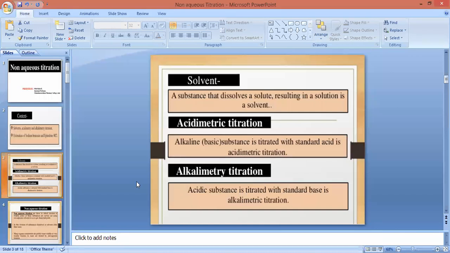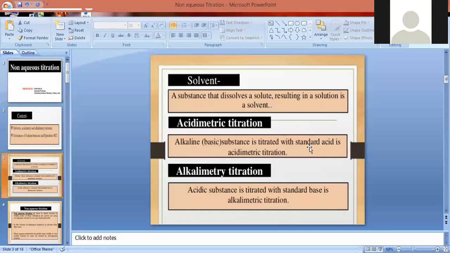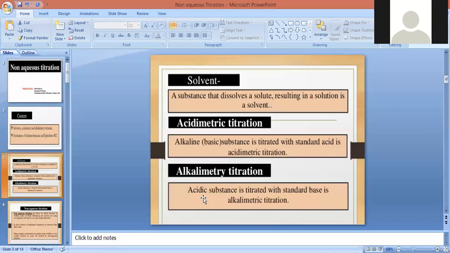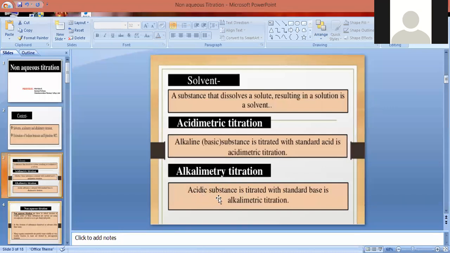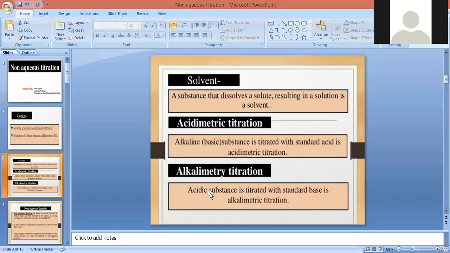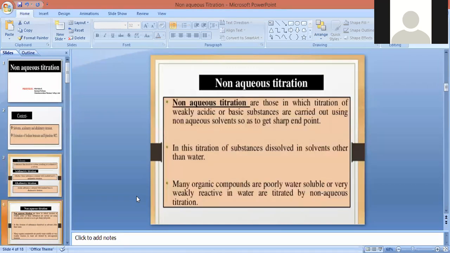So what is solvent? Solvent is a substance that dissolves a solute and converts the solute into solution form. What is acidimetric titration? Acidimetric titration is basically used for determining the concentration of basic substances by the volume of standard acid consumed by it. Next, what is alkalimetric titration? It is particularly used for determination of acidic drug substances. We can find out the concentration of acidic drug substances from the volume of standard base consumed by the acidic substances. Next is the basic principle behind non-aqueous titration.